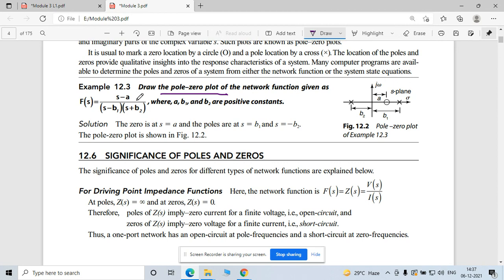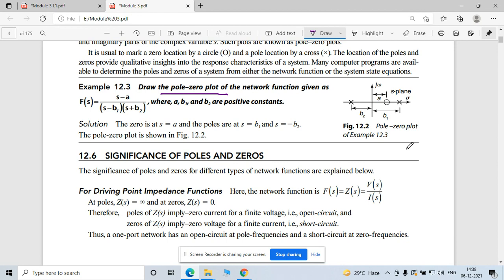Now plot that function in the S domain. Now this is your S plane. This is your sigma, the real part, and this is your imaginary part, right? So the first position is S is equal to B1, so this pole lies on the right side of the S plane. This point, and this is your second point. Now the location of the zero is A, on the right side.